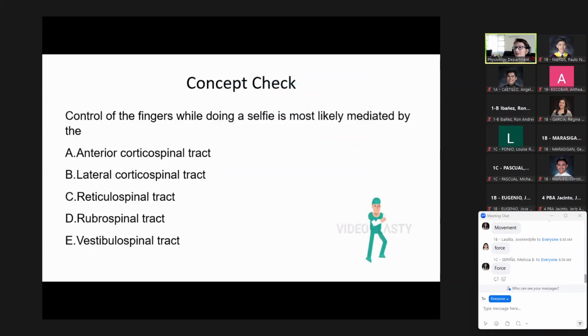Let's stop sharing. Okay, so let's discuss the questions. Control of the fingers while doing a selfie is most likely mediated by the lateral corticospinal tract. Bakit nga ba lateral corticospinal tract? Now, this is the most well-studied tract actually.